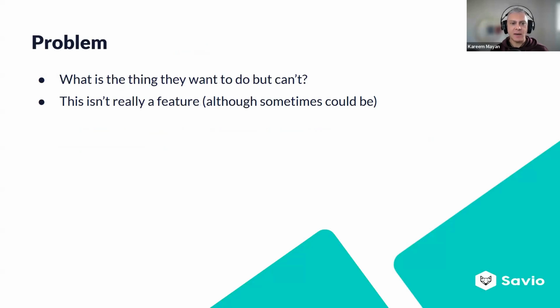So the next piece is the problem, the customer problem. So what is the thing that they want to do but that they're not able to do? What's the sort of missing functionality in the product that they need help with? And so this usually isn't a feature, although sometimes it may be, like for very simple or very obvious, straightforward situations.